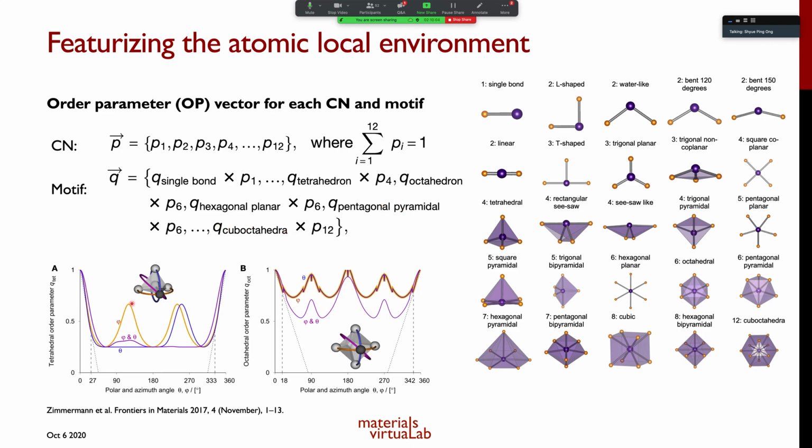Okay, just to show you how the order parameter number changes. So for example, if you take a perfect tetrahedral and you distort the tetrahedral according to the polar and azimuth angle of this tetrahedral, basically you see this fluctuation in the order parameters.